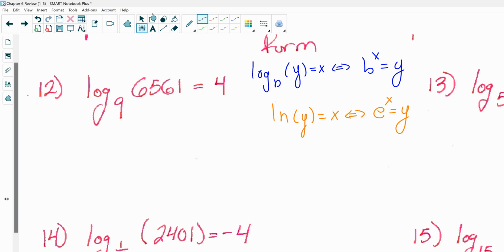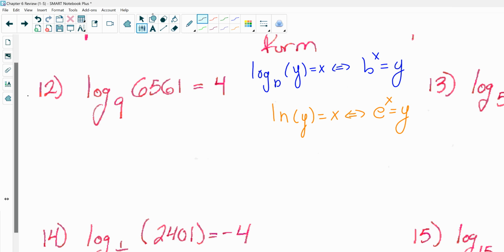Log base b of y equals x if and only if b to the x equals y. And the natural log of y equals x if and only if e to the x equals y. This is the first way we went about doing these, switching from one to the other. So for this first set, we want to rewrite the logarithmic form in exponential.